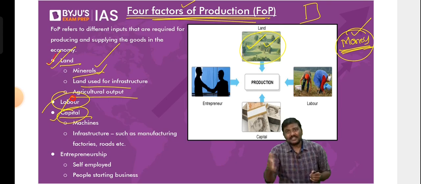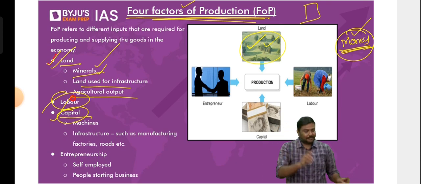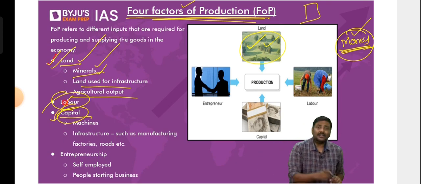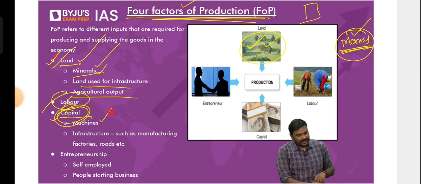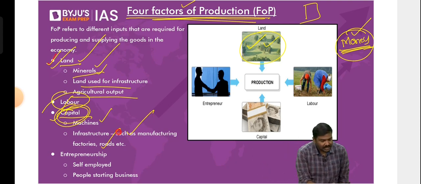But did we produce a piece of land? No. Did we produce an iron ore? No, it is already available in the land. So whatever is naturally available, land. Whatever we produce, part of capital. Examples of capital: machineries, infrastructure such as manufacturing facilities, roads, ports, etc. Anything that we have produced is nothing but capital.